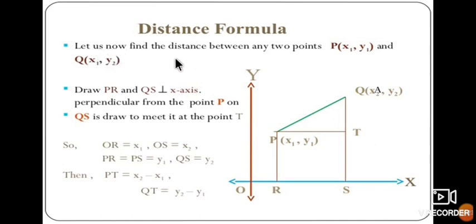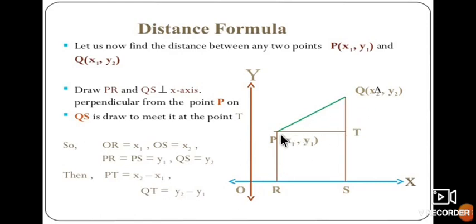Let us now find the distance between any two points P(x1, y1) and Q(x2, y2). You can observe in the figure: draw PR and QS perpendicular to the x-axis, and from the point P draw PT perpendicular to QS, meeting at a point T. Then OR is equal to x1, OS is equal to x2, PR is equal to y1, and QS is equal to y2. Then PT is equal to x2 minus x1 and QT is equal to y2 minus y1.